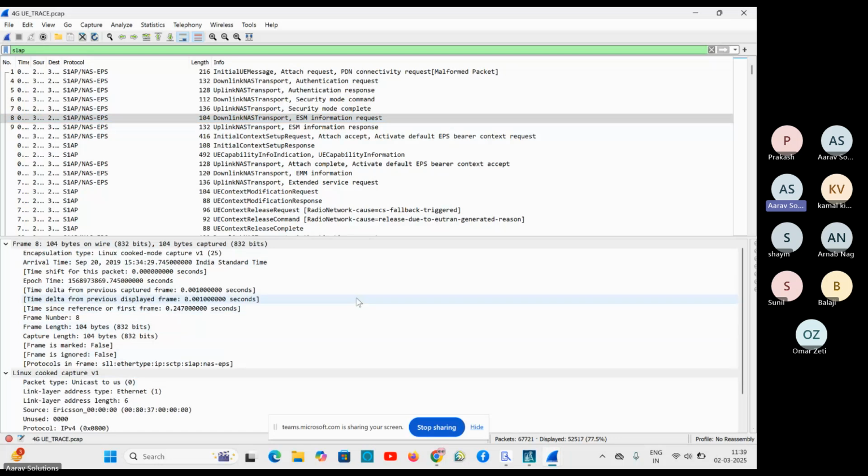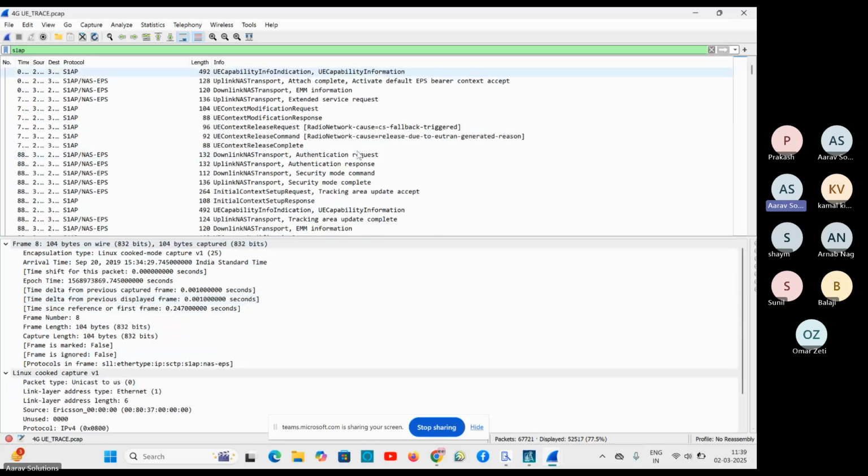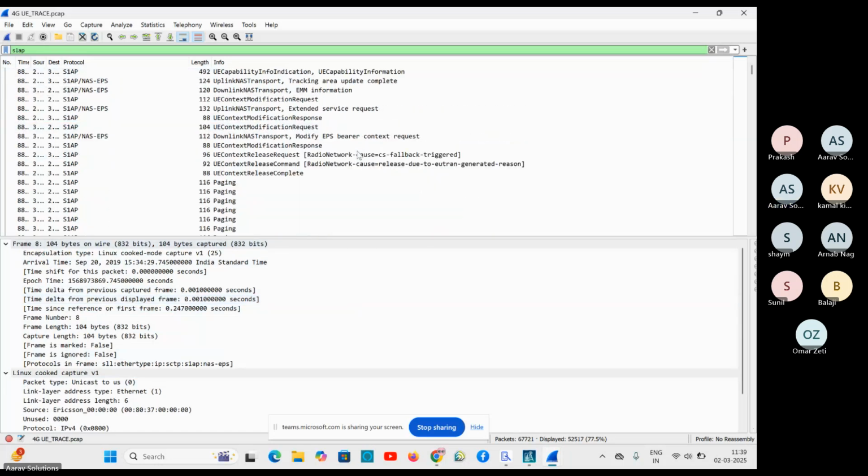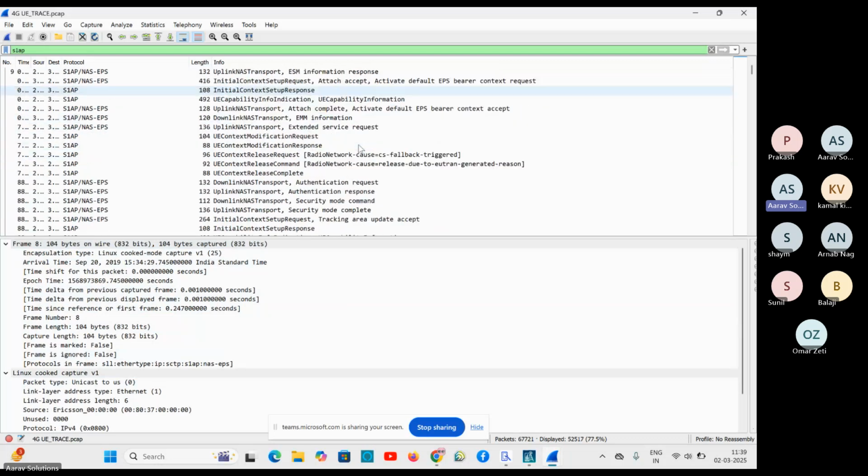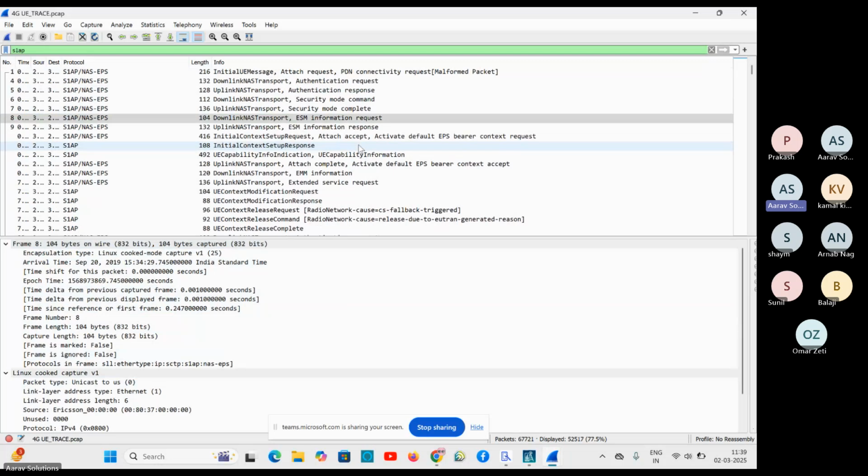Here we can have thousands or lakhs of traces. In Wireshark we can have a lot of messages, a lot of traces. But to analyze quickly, we have some strategies. We will try to understand how we can analyze the log in Wireshark as soon as possible.